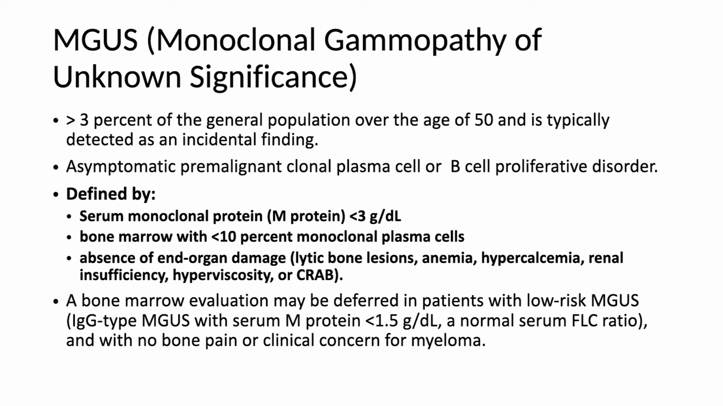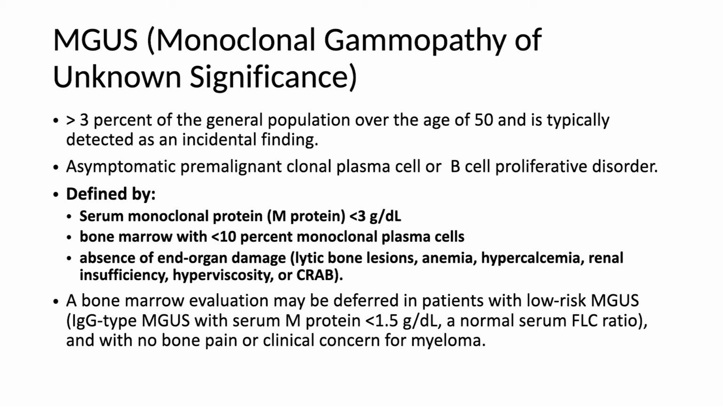A bone marrow evaluation can be deferred. If you are not sure, always go with bone marrow biopsy. But if the level of M spike is less than 1.5 and it's low risk, it's IgG and not IgA, and the light chain ratio is normal, then you can defer the bone marrow biopsy and watch the patient.